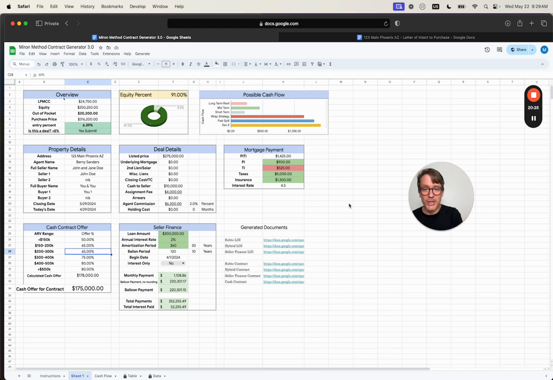I think that's a pretty decent walkthrough. I'm sure I missed something because I did a lot of work, but yeah, tell me what you think. I've been working on this for, I think, a month. So I had Contract Generator 1, Contract Generator 2, now this is Contract Generator 3.